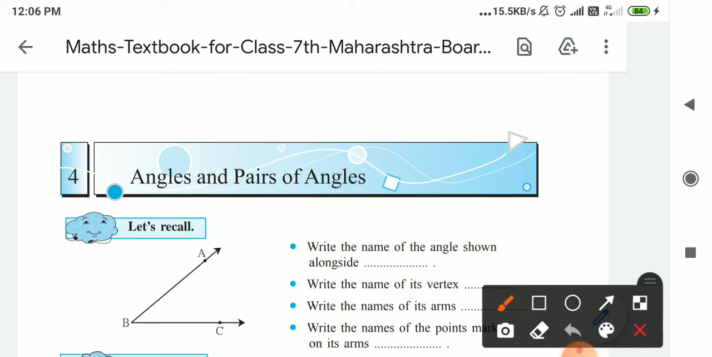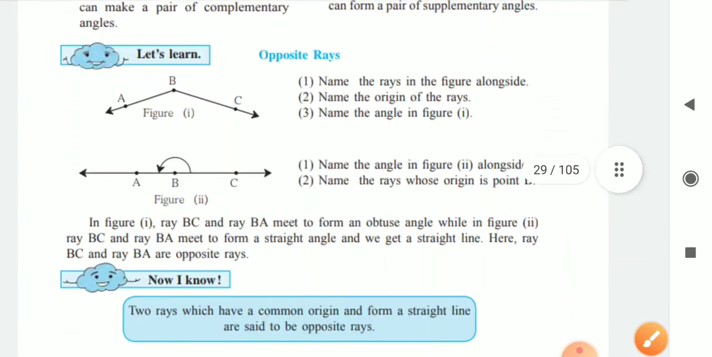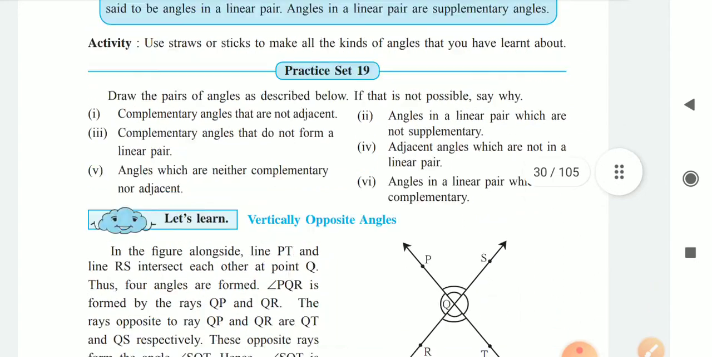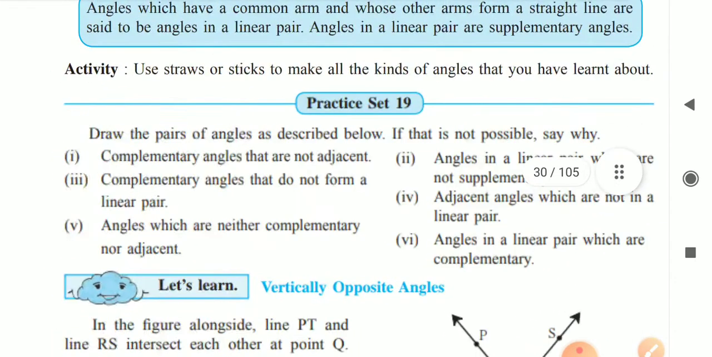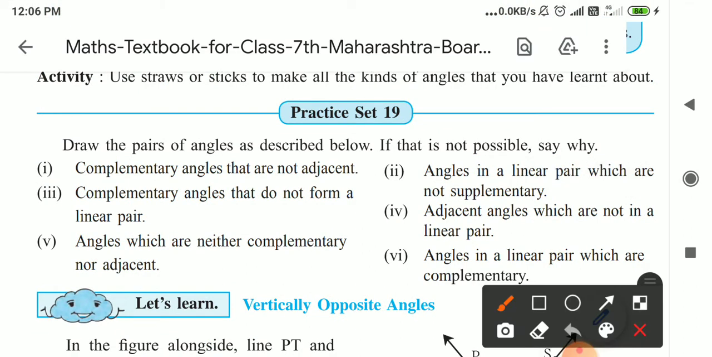Under this lesson today we are going to see the next part of our lesson. This one we saw yesterday, angles in linear pair, and now we are going to solve practice set number 19. I think discussion is required for practice set number 19 because some statements are given, as I told you before. If possible, if you understand, you solve it. If you didn't understand, no problem, I will tell you how to solve this.